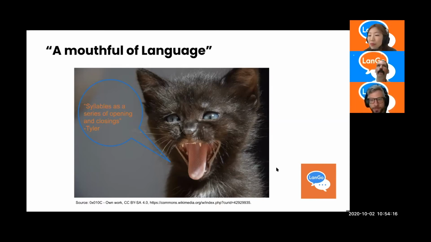So my thinking is we're probably all familiar with the basic division in speech sounds between consonants and vowels. And vowels are mouth open-y sounds, while consonants are mouth closey sounds. And the syllable is made of grouping those together with the vowel in the center. And if you count the number of times you open your mouth while saying a word, onomatopoeia, you can count the number of syllables. Nice. So in case you aren't watching, the cat has a little bubble saying syllables as a series of openings and closings. And you see the cat's mouth is very wide open.